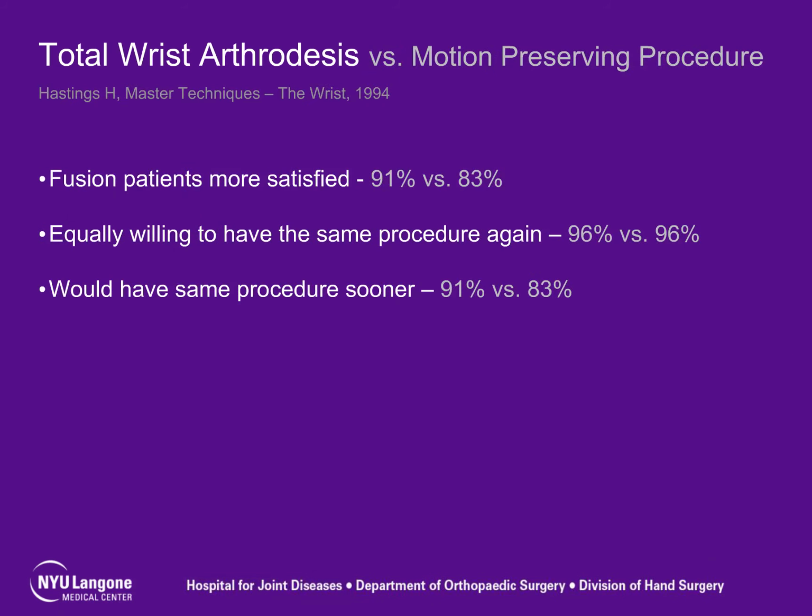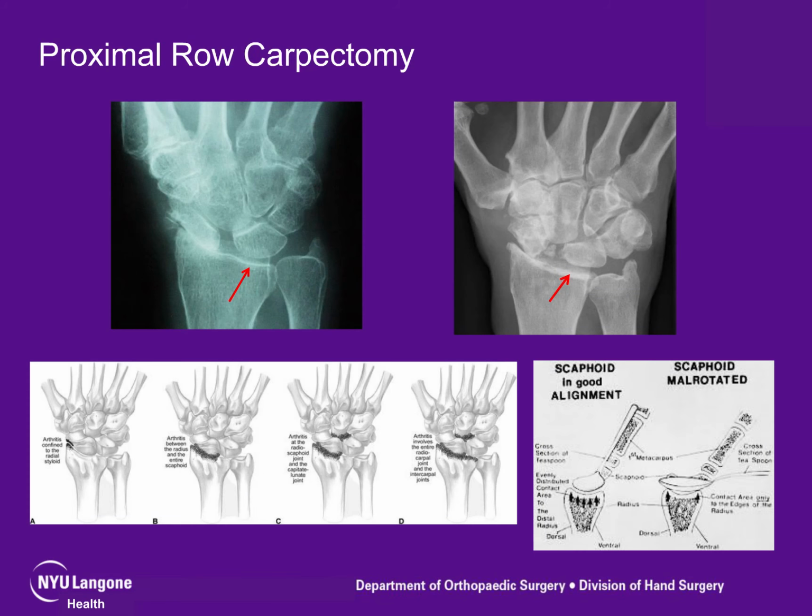Hill Hastings did an interesting survey and found that patients who had total wrist fusions were actually more satisfied than the people who had motion-preserving procedures. They were equally willing to have the same procedure again and would have the same procedure sooner. But let's now talk about some of these motion-sparing procedures.